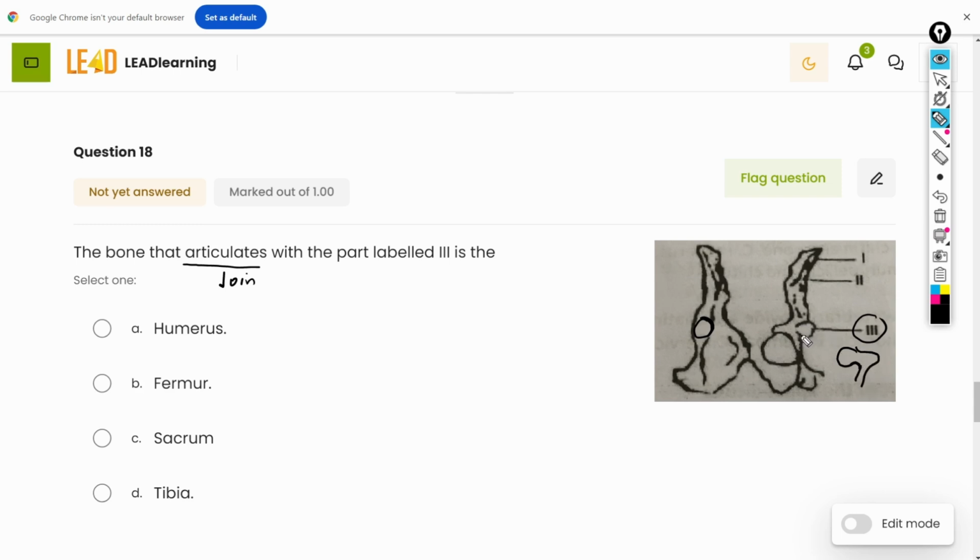Now we know that there are two major bones that have a ball head. One of them is the humerus, which has a ball head. The other one is the femur, which also has a ball head. Now that means our answer lies between the humerus and the femur. But how do we know which of them fits in here? We need to be able to establish what this structure is all about. Now this entire structure is actually the pelvic bone, or the pelvis.